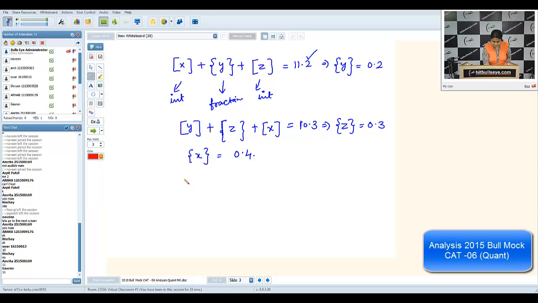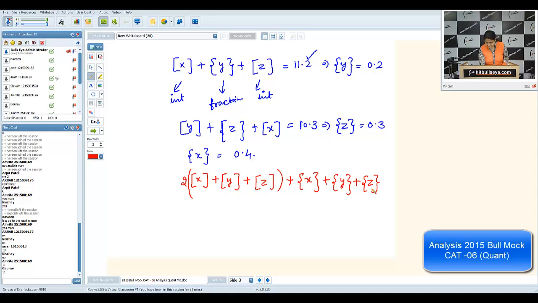if I add those, I'll get twice the greatest integer of x plus greatest integer of y plus greatest integer of z plus fractional part of x plus fractional part of y plus fractional part of z. That will be equal to 11.2 plus 10.3 plus 9.4. It will be 30.7. Can I say that? Is it okay with you, all of you?